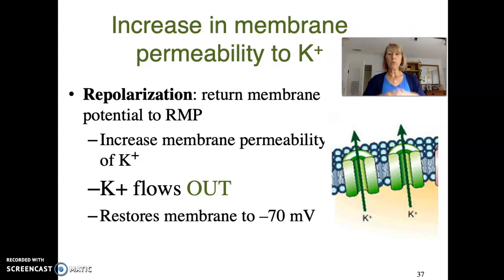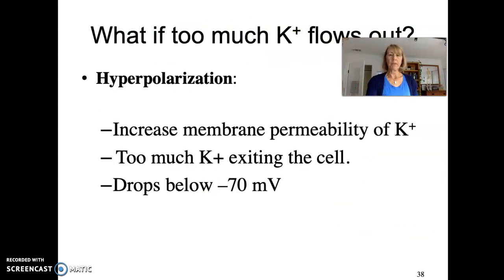So once you open the potassium, the potassium starts to flow out. And it goes back to -70. So -70, -60, -50, -40, 0, +30. And then back down, +20, 0, and all the way back down to -70, overshooting a little bit and then coming back up. That was repolarization. This is my next slide. I got ahead of myself.